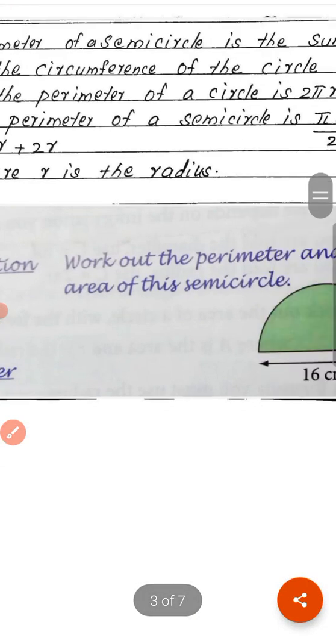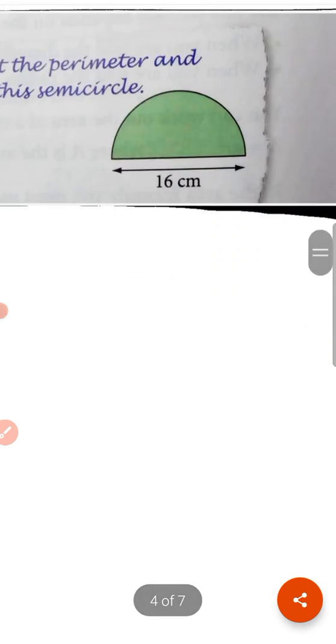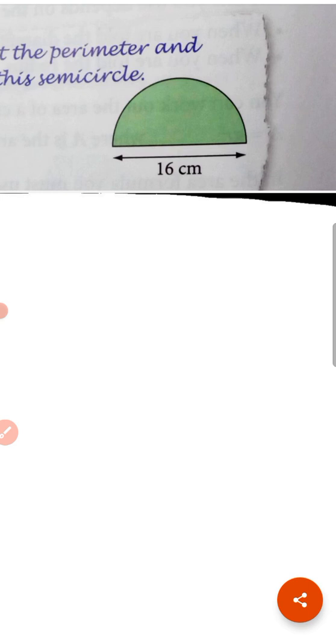Let me explain a few examples. Children, in the given figure, the diameter is given, that is 16 centimeter. We have to work out the perimeter and area. Here, children, the diameter d is equal to 16 centimeter.